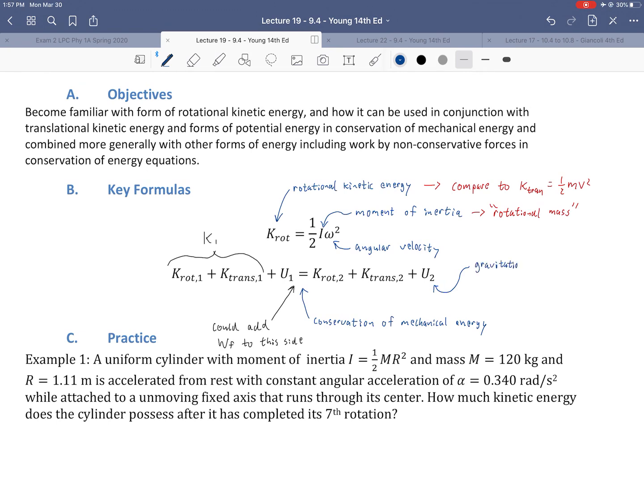So here we have gravitational potential energy. And here I'm really going to employ something that we saw before, and that's the idea of center of mass. Because this form, then, so U2 would equal mg y com 2. And it has to be the vertical position of the center of mass. Because that's the only way that we can combine gravitational potential energy with rotational kinetic energy.